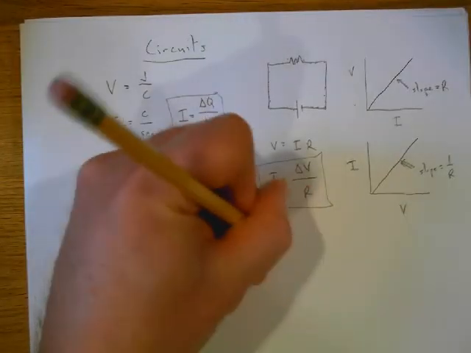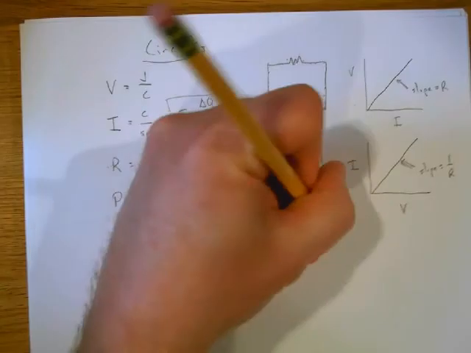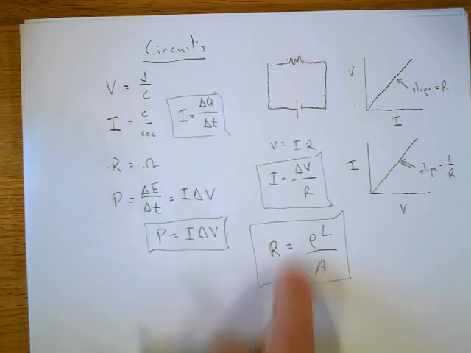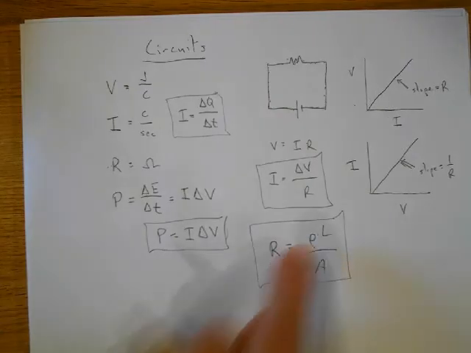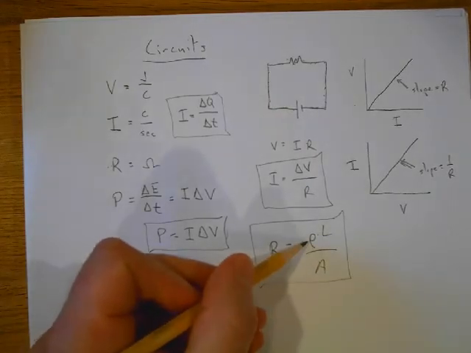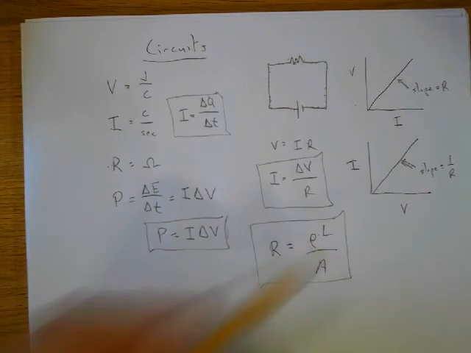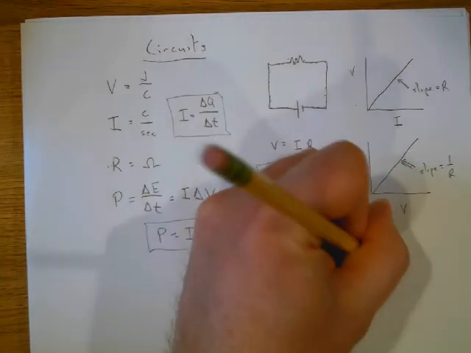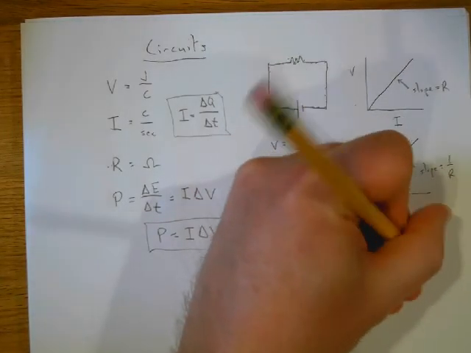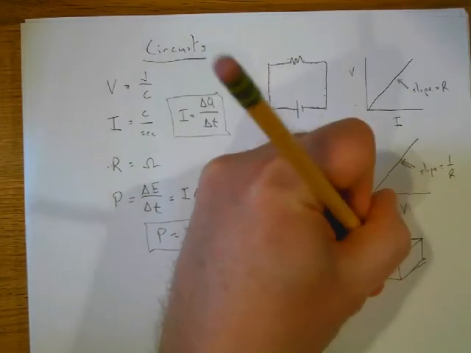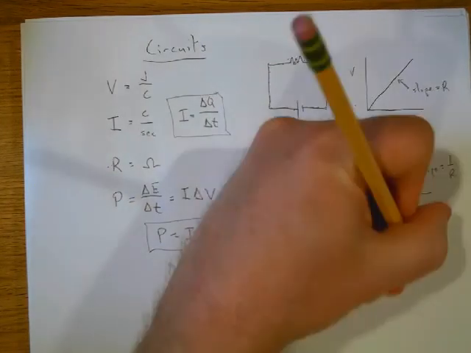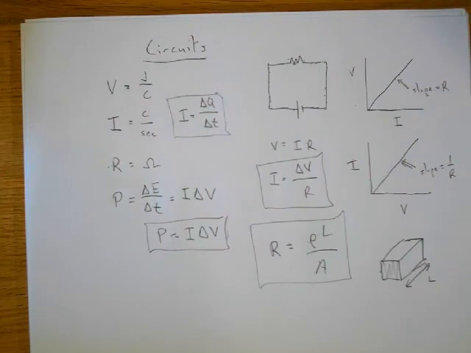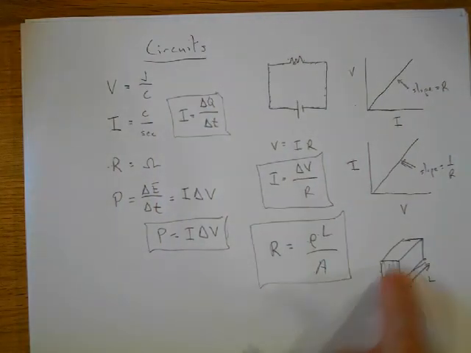We talked about the resistance depends on these factors. This is on your formula sheet. Okay, this is resistivity. So a conductor would have a lower resistivity. An insulator would have a higher resistivity. This is length, and then this is cross-sectional area. So if we were to do something like this, the length would be this piece, and then that would be the cross-sectional area.